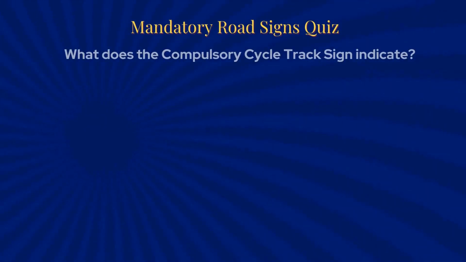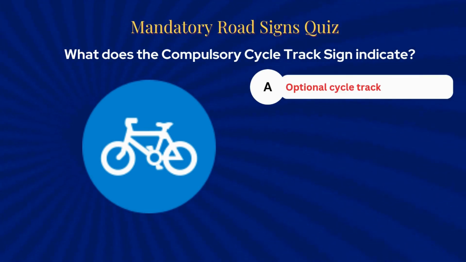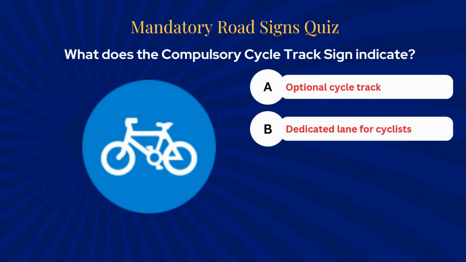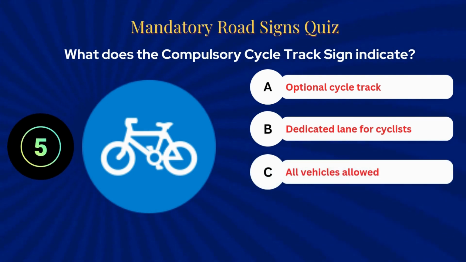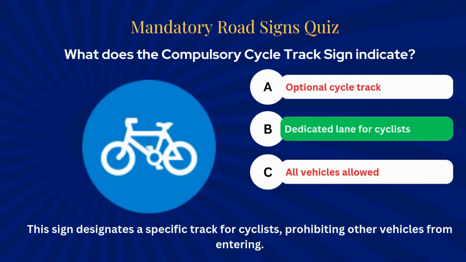What does the compulsory cycle track sign indicate? Options are optional cycle track, dedicated lane for cyclists, and all vehicles allowed. Answer: it's a dedicated lane for cyclists. This sign designates a specific track for cyclists, prohibiting other vehicles from entering.